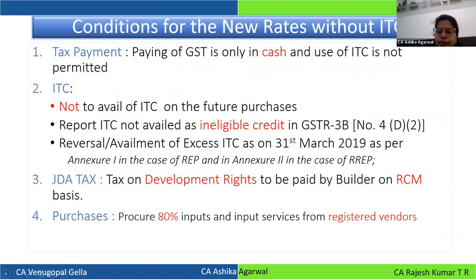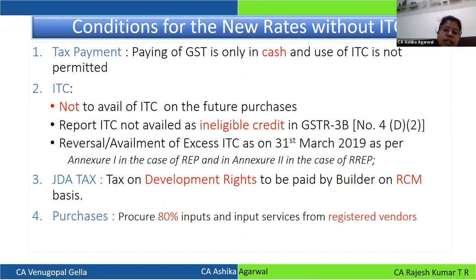And another benefit of providing this composition scheme is the condition which has come with the new rate. Now, the new rate provides that you are not eligible for ITC, but you will be liable to pay tax under reverse charge mechanism if you procure input and input service from an unregistered vendor. So if your procurement is less than 80% from registered vendors, then you are liable to pay under RCM.